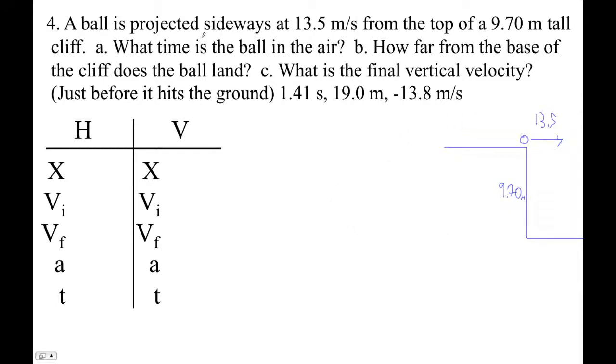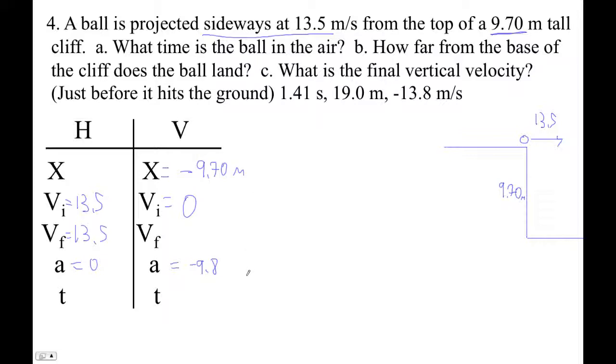So this 13.5 that it's projected sideways, that goes here, right? And this is also 13.5. This is always 0, right? This is always negative 9.8. All cliff problems have 0 velocity for the initial vertical velocity. That is, it's not going up or down, right? It's purely sideways. And then I guess it's 9.7 meters tall. So we're going to put that in here. We're going to say from the top to the bottom is down 9.7 meters.